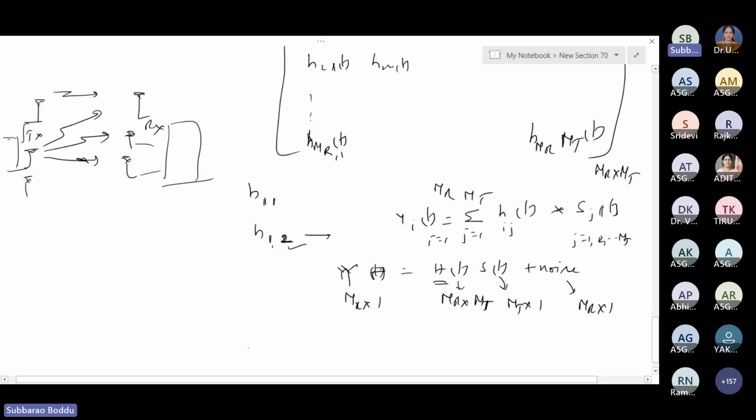It is simple. If MT equal to 1 and MR equal to 1, then it is a SISO system. If MT equal to 1 and MR equal to MR, then it is SIMO. If MT equal to MT and MR equal to 1, then it is MISO. If you consider both MT and MR, that is MIMO. So the study of MIMO communication is based on this model.